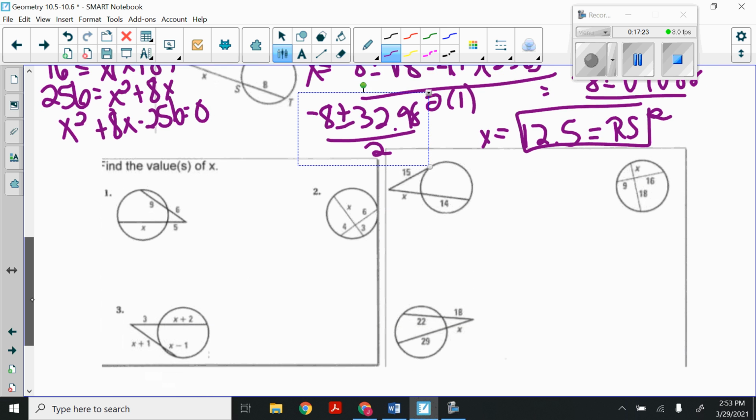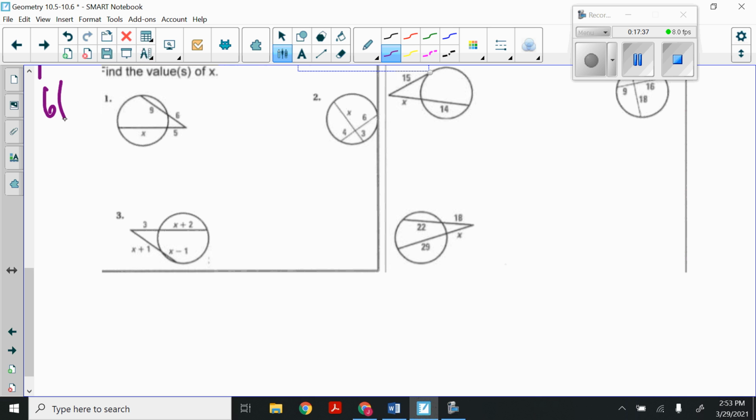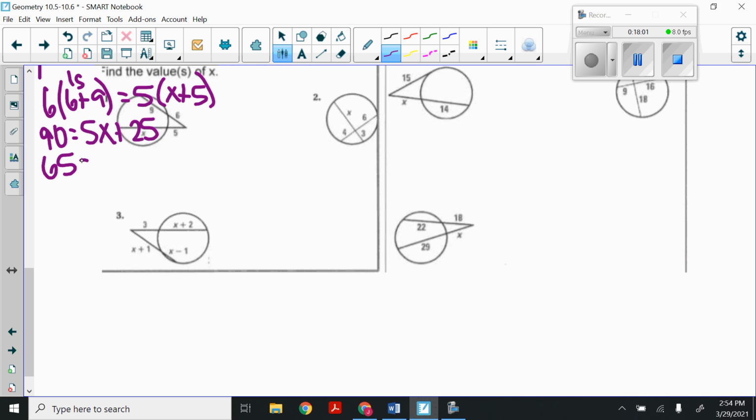Let's go down here. So find the values of x. So this very first one, I have a 9, a 6, an x, and a 5. So again, I have two secants that are outside the circle. So I take the outside part, 6 times the 2 added together, so 6 plus 9. That's going to equal the outside 5 times x plus 5. So 9 plus 6 is 15. Right? So 6 times 15, I get 90 equals 5x plus 25. Subtract 25, so I get 5x equals 65, divided by 5, x equals 13.